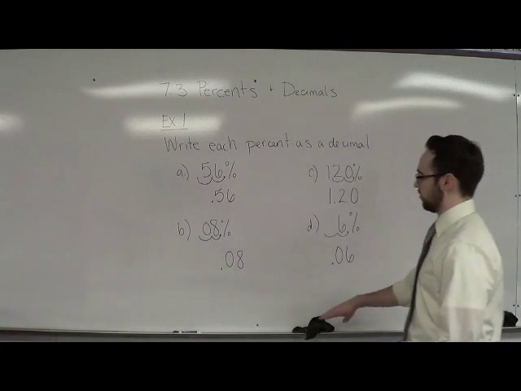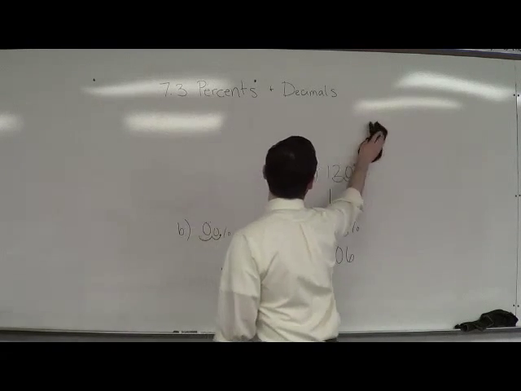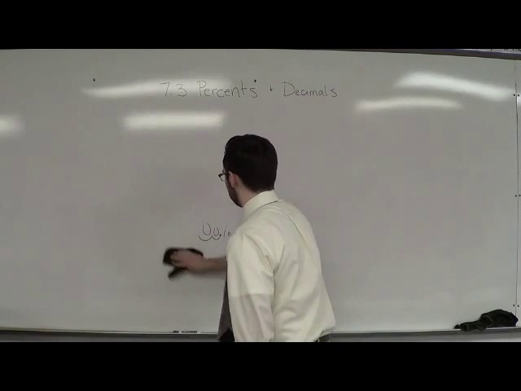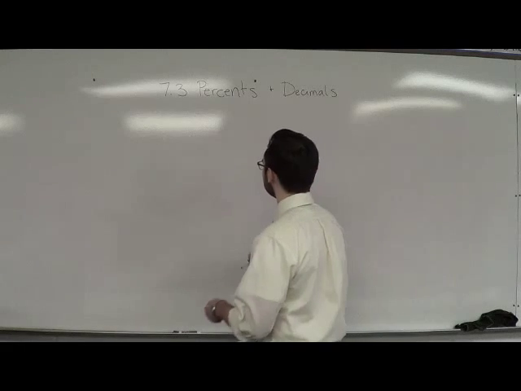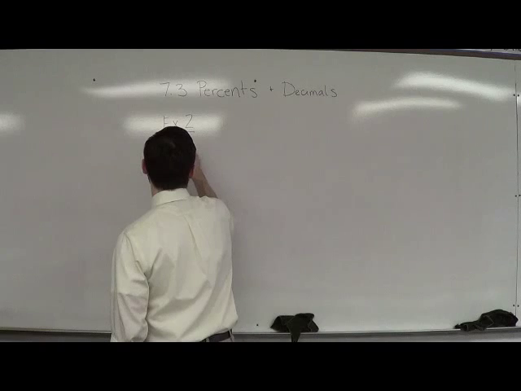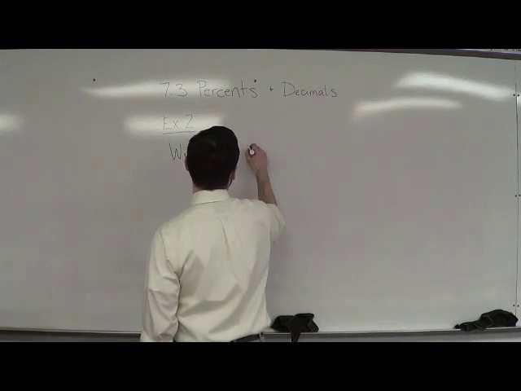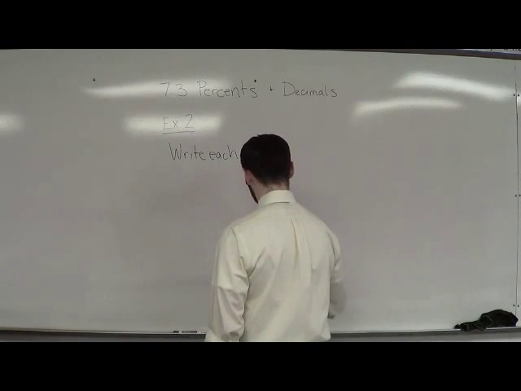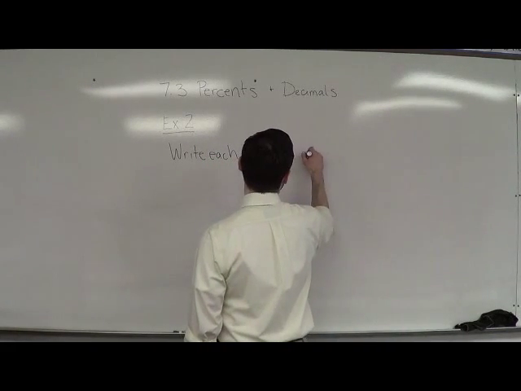To go the other direction, again, it's just as easy. We're just moving the decimal point the other way. So if I give you decimals, you want to move them the other way to make them whole numbers. So now they're going to ask us to write each percent, or excuse me, write each decimal as a percent.